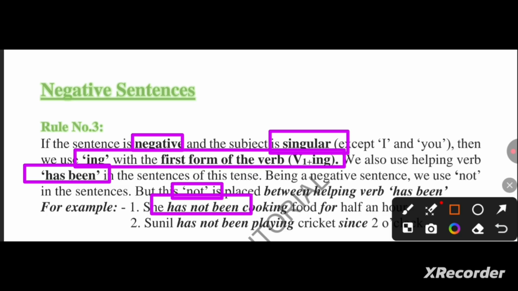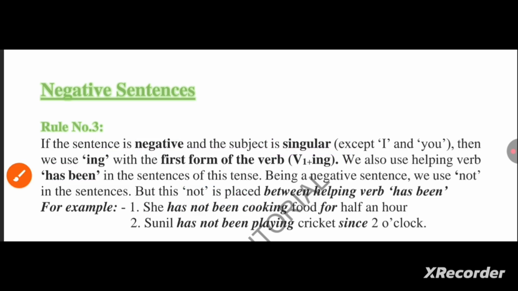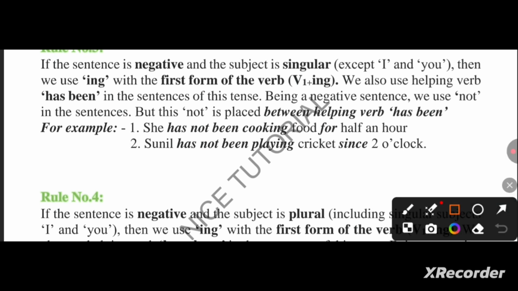Again, we have to keep in mind the same formulas. If the definite period is given, then we have to use since. If an indefinite period is given over here, then we have to use for. Since for definite period. Here we can see over here 2 o'clock. A definite time has been given over here. That's why we have used the word since over here.